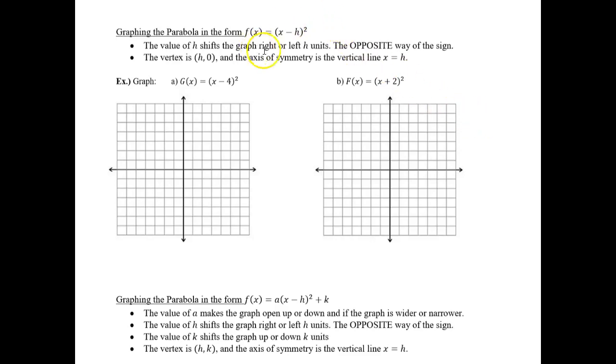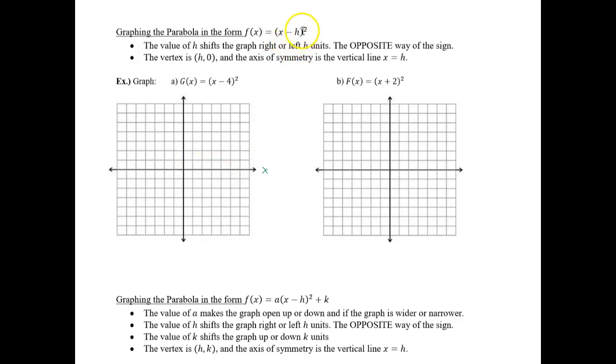Now we're going to look at functions in the form f of x equals x minus h, that whole quantity squared. What the h value does to a parabolic function is shift the graph left or right, so it moves it along the x-axis. I remember this because it's in with the x value. The x that's being squared, whatever's inside the parentheses with it, is what's shifting it left and right on the x-axis. Okay? And it's actually going to go the opposite way of whatever that sign is.